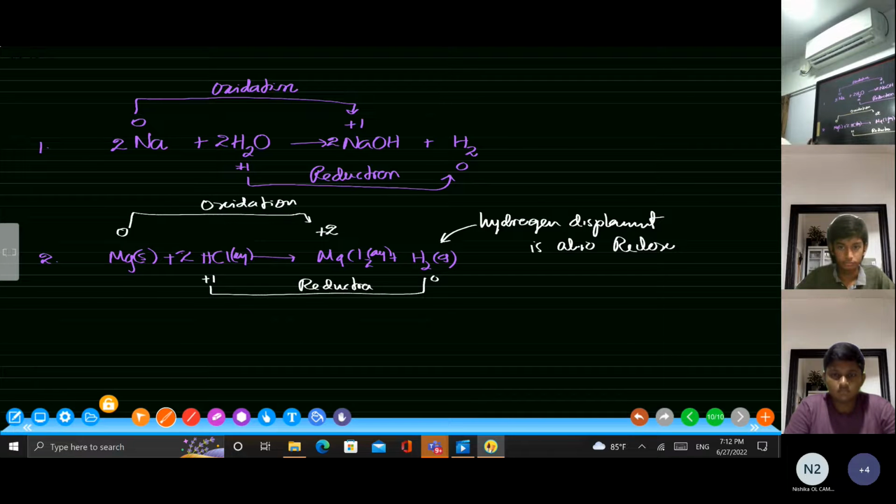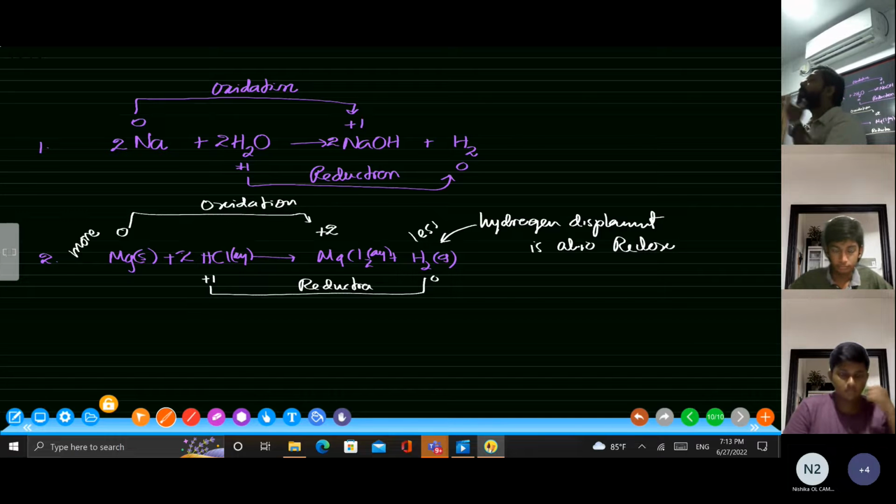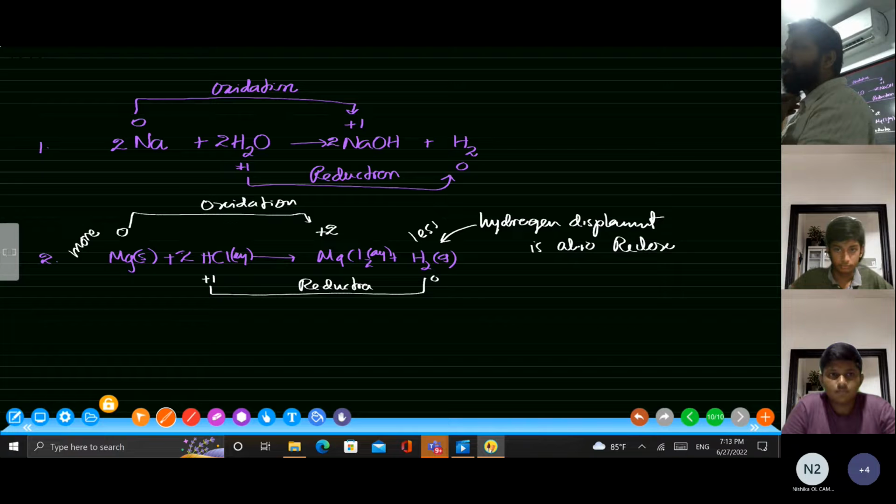And in order to do that, again, the metal has to be where? Above hydrogen. Because here magnesium is more reactive than hydrogen. It's a displacement reaction. The metal must be above hydrogen. That's why metals below hydrogen can't produce hydrogen with HCl. Copper didn't react with HCl today in the experiment. Why? Copper is below hydrogen in the reactivity series. All right. Quickly copy this.